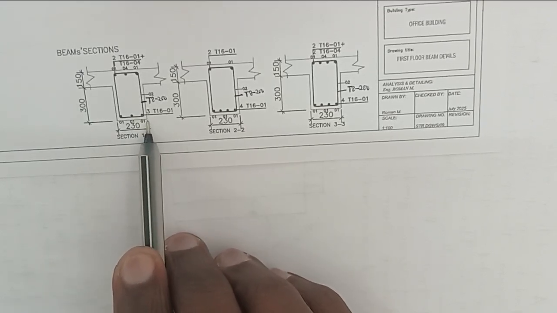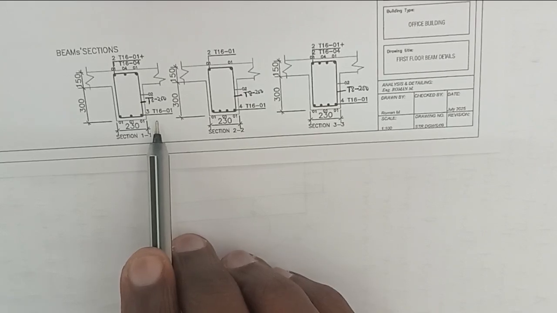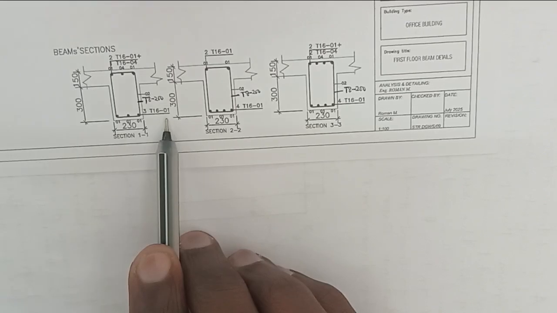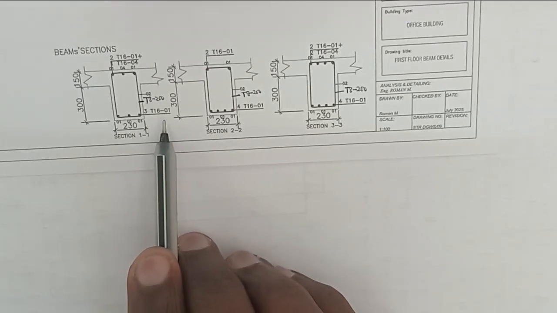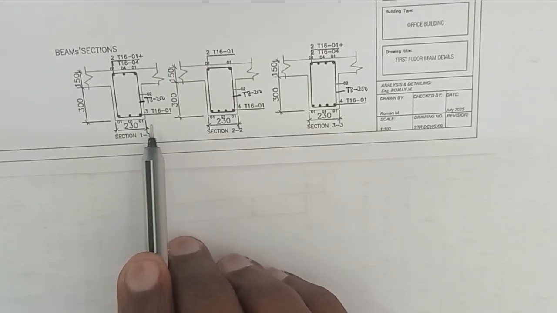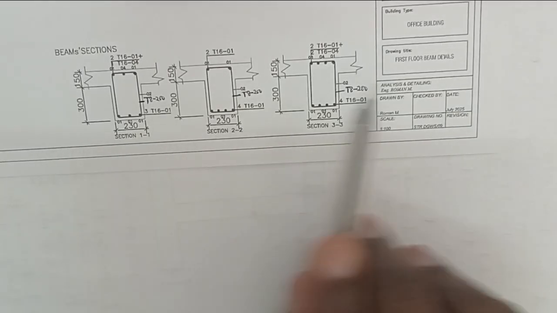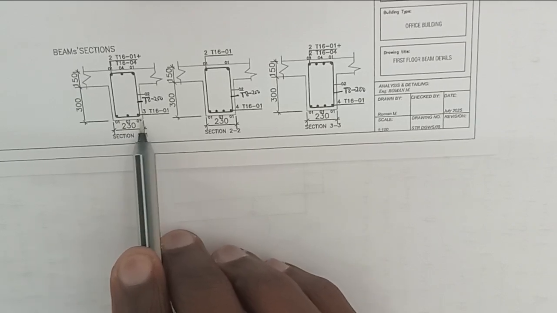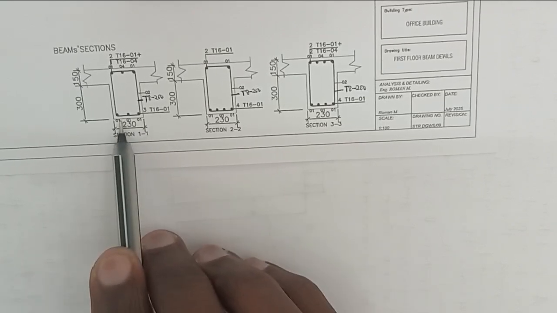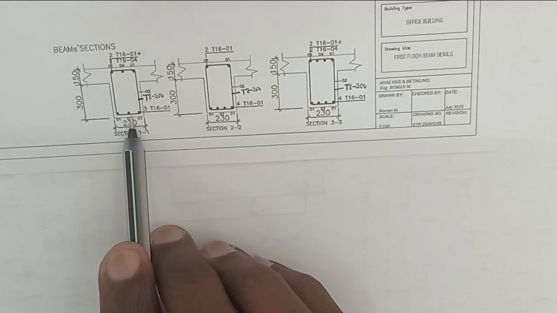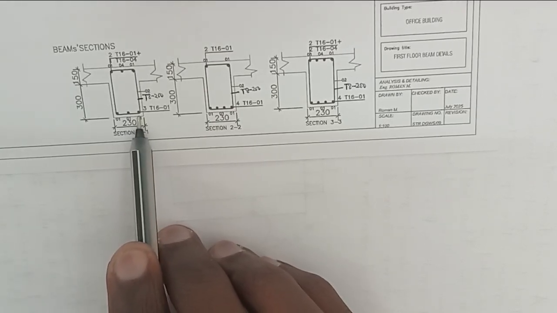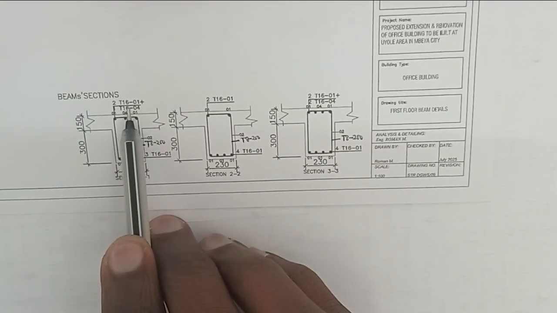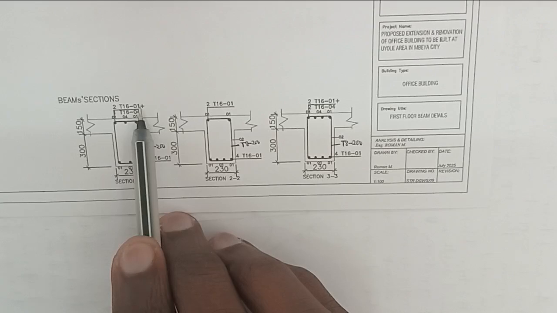At the bottom, there are 3 bars with a diameter of 16 millimeter at bar mark number 1. This bar mark is used to identify where the beam starts and ends. At the bottom there are 3 main bars: the first bar, the second bar, the third bar at bar mark number 1. And at the top there are 2 main bars with a diameter of 16 millimeter at bar mark number 1.